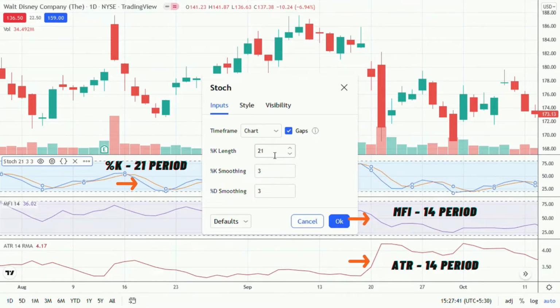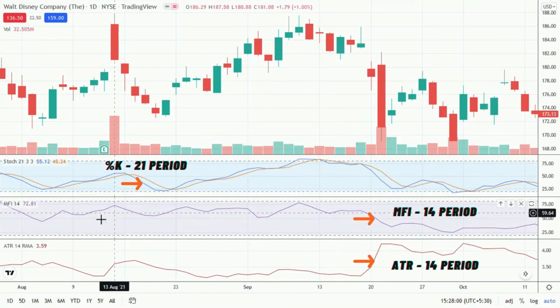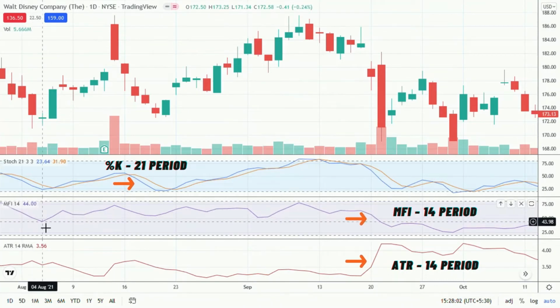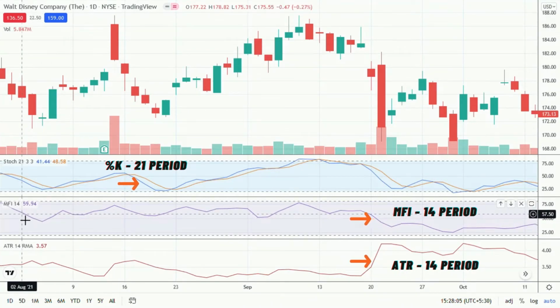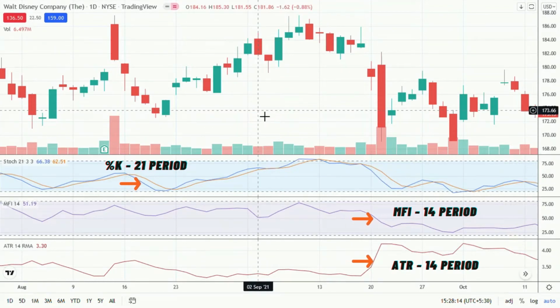So percentage K line, the length should be 21. Percentage K smoothing will be at 3. And percentage D smoothing is something that we can ignore because this is not going to be used in this strategy. So I'll just click OK and go to the next indicator, which is money flow index. This is again a 14 period money flow index. And right below in red is the ATR. Okay, 14 period ATR.